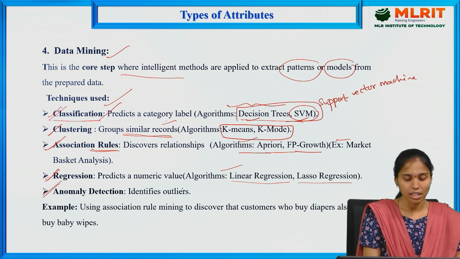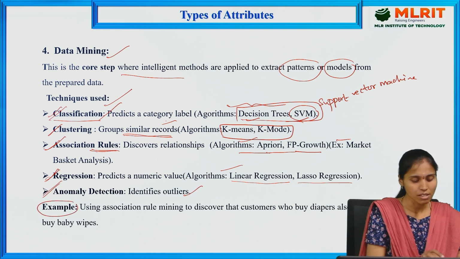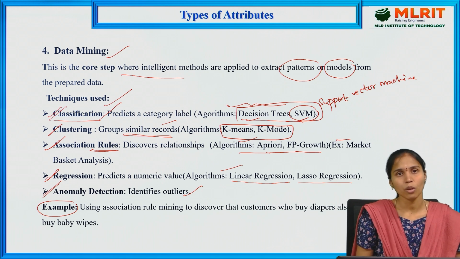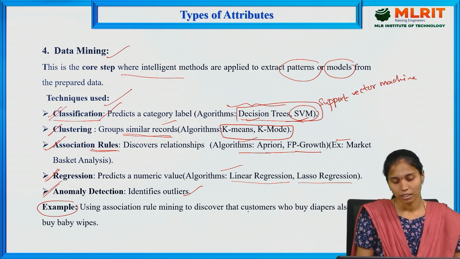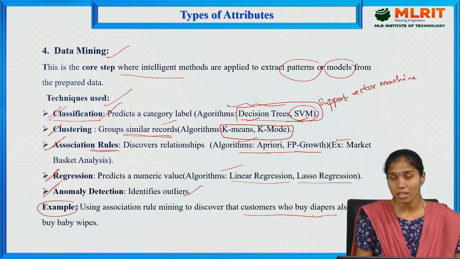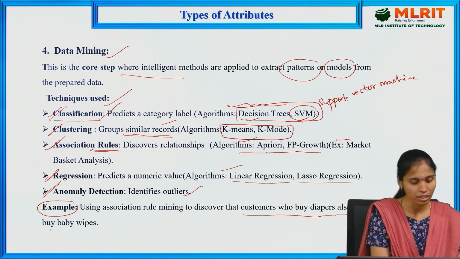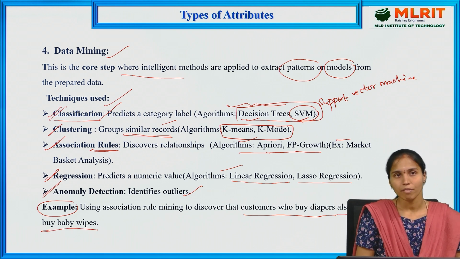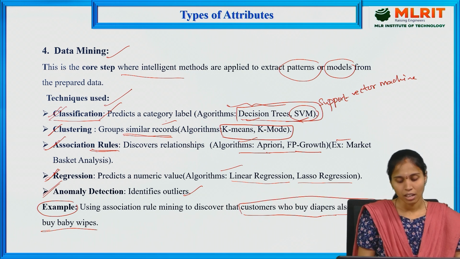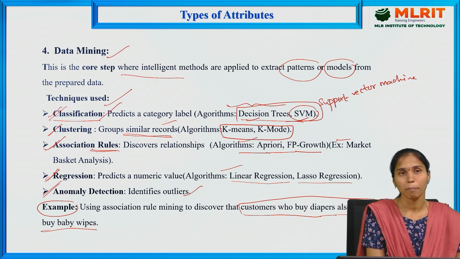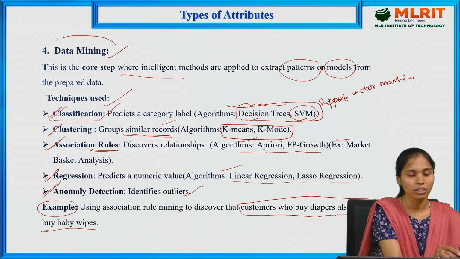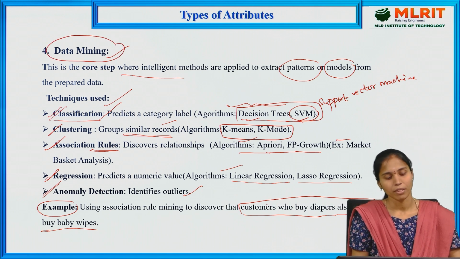It identifies the outliers. An example is using association rule mining to discover that customers who buy diapers also often buy baby wipes. This is an example of association rule mining. This is about the data mining step.